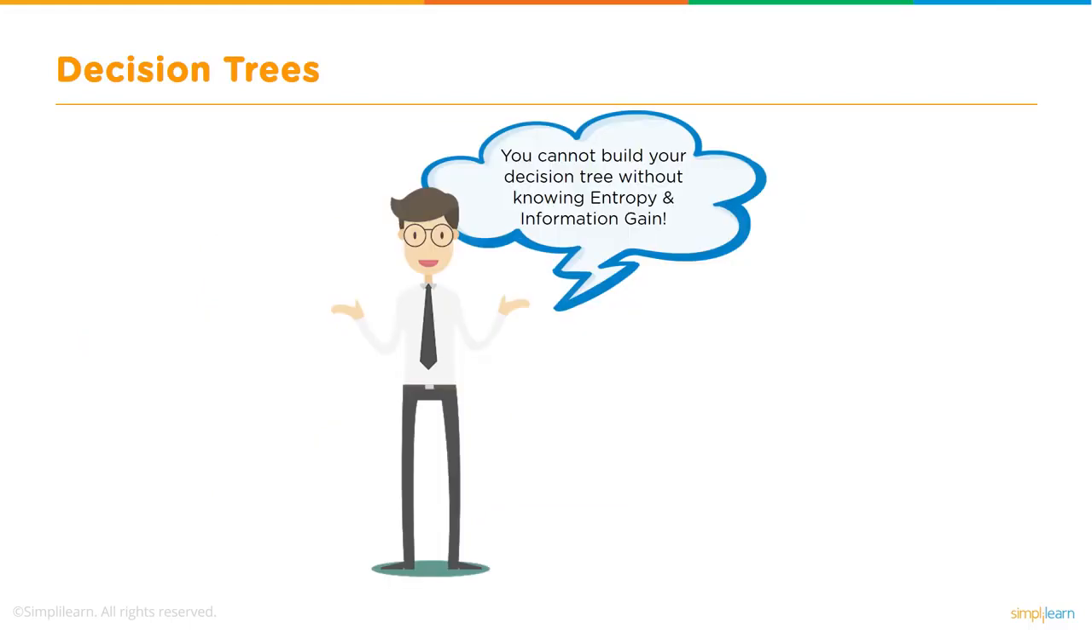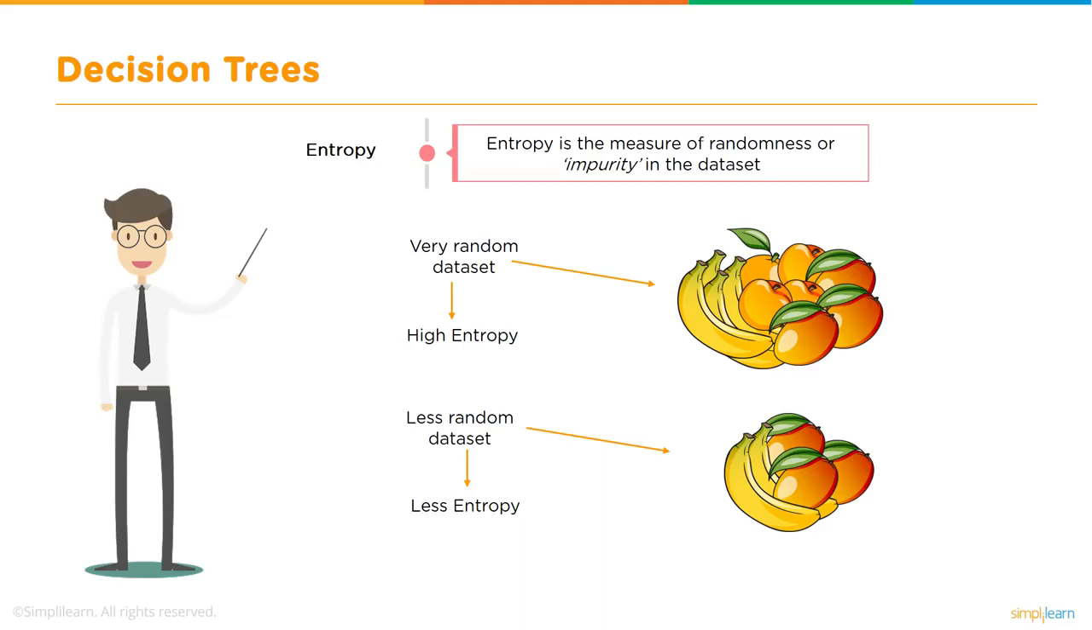You cannot build your decision tree without knowing entropy and information gain. Entropy. Entropy is the measure of randomness or impurity in the data set. So we have here a bunch of fruit, and you can see we have, it looks like apples, oranges, and bananas. It's very chaotic, so it's a very random data set. It has a very high entropy. And if we take out one group, let's say we take out the apples, it's a little less random. Now we only have bananas and oranges. So it's a less random data set, and we have lower amount of entropy.